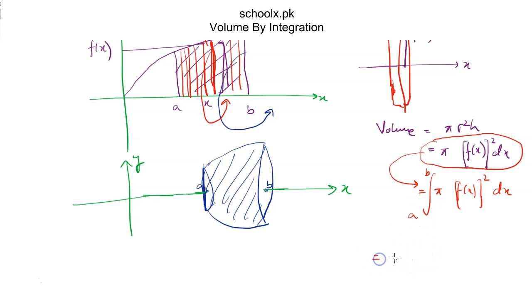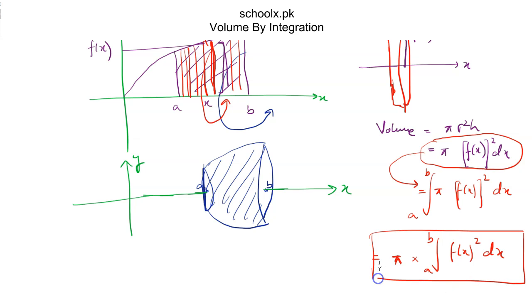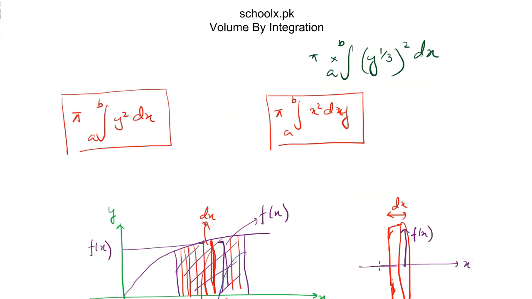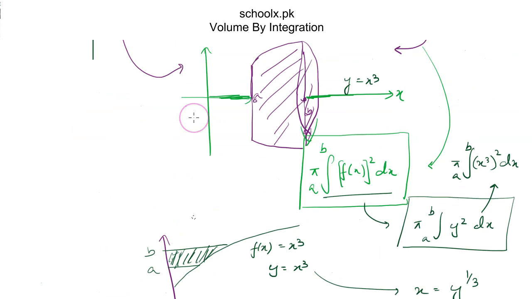So pi is a constant, pi will have no effect, so let's write pi outside of this bracket. We will be left with this formula. Get it? Which is this right here. And from this thing we got this thing. We just inverted the axis in this. We worked through the y-axis. Here we worked through the x-axis. That's how this formula right here originated.